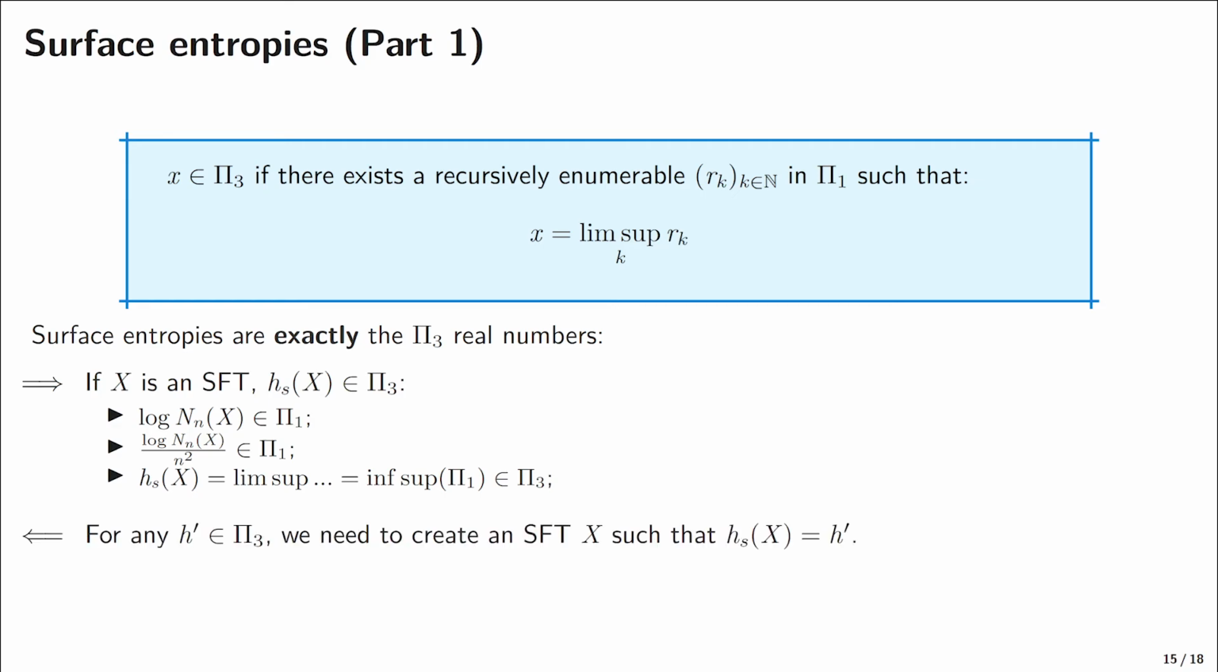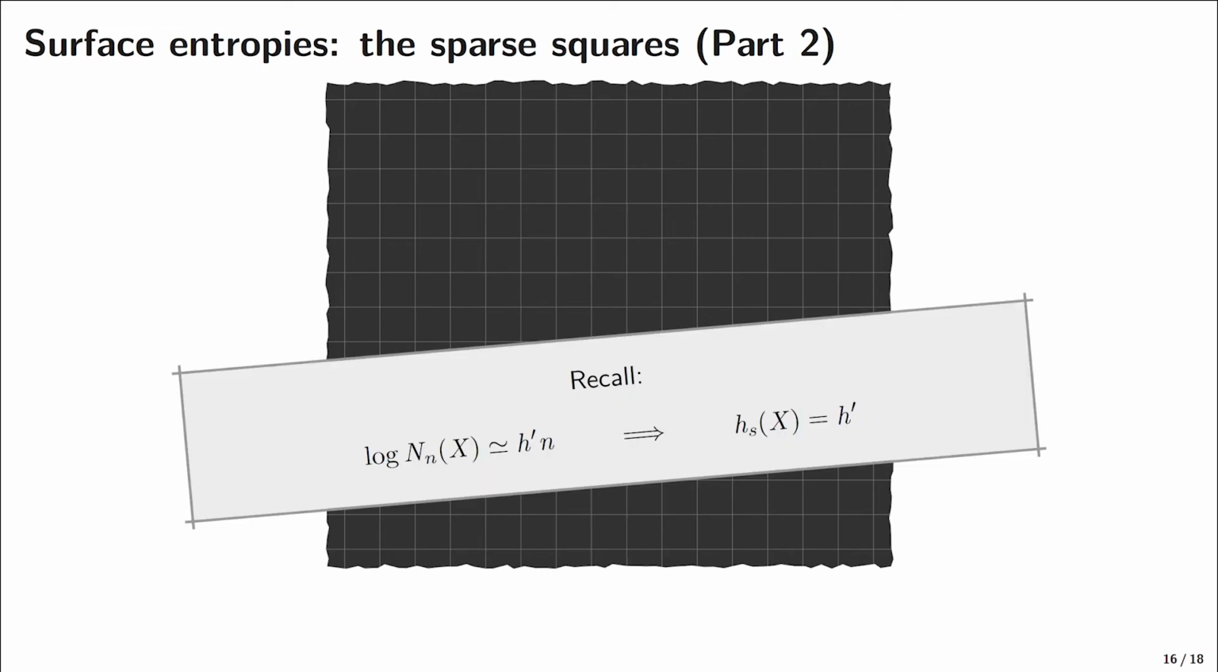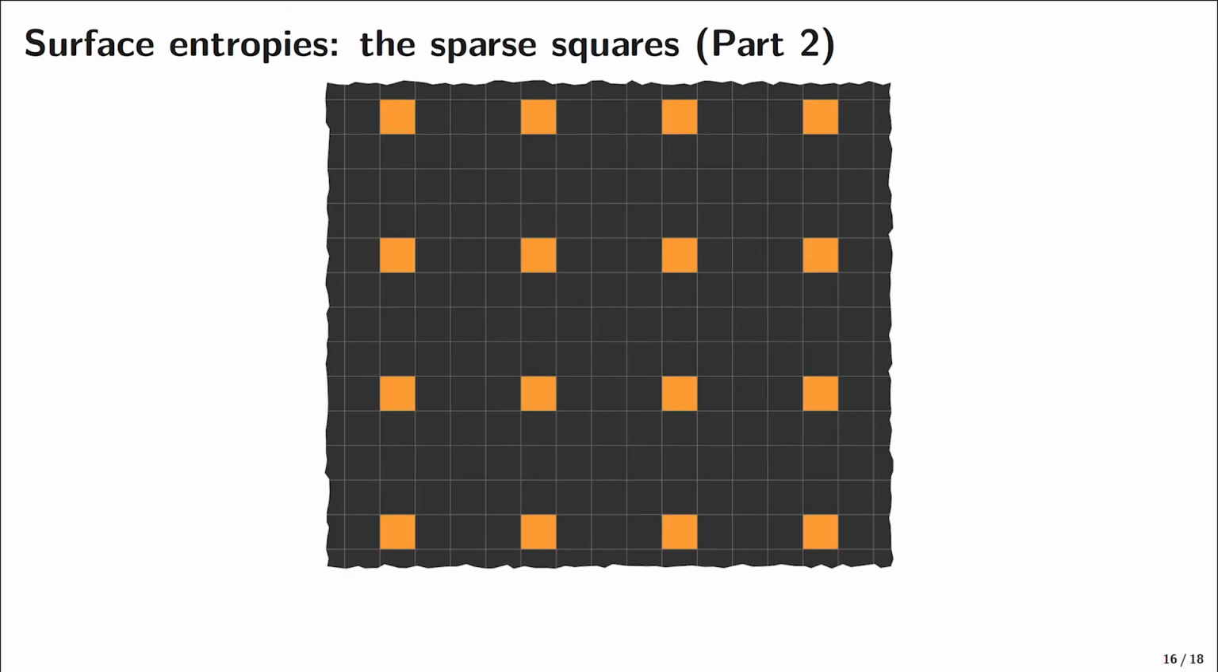The converse is, once again, the most interesting part of this proof. Given any Π3 real number h', we want to create an SFT X such that the surface entropy of X is exactly h'. How can we do that? Recall that topological entropies are about quadratic growth. So we studied a line, repeated it vertically, and studied its density. Here, we want a linear growth, not a quadratic one. So we have to be more creative.